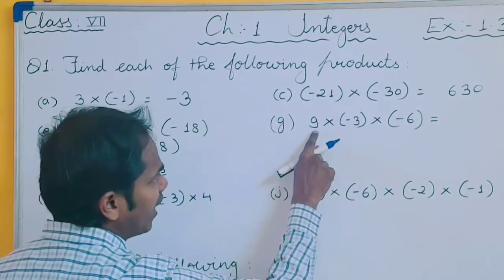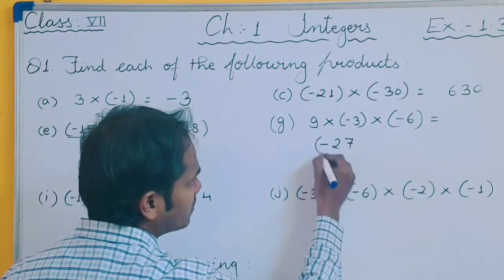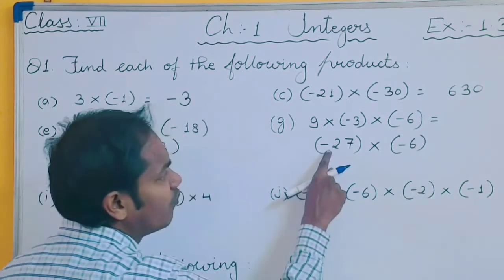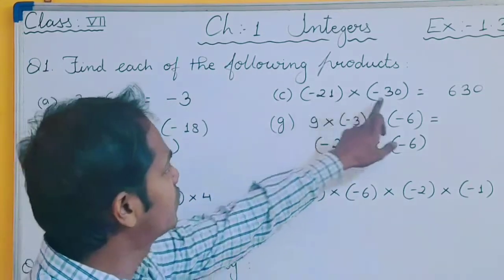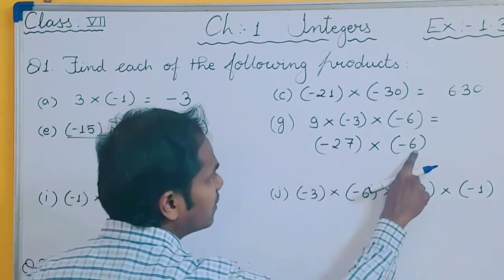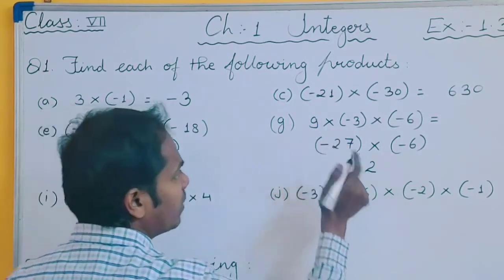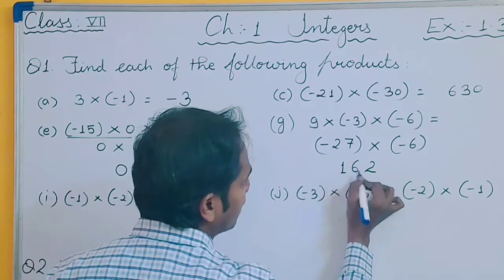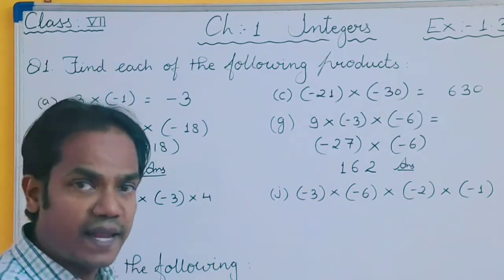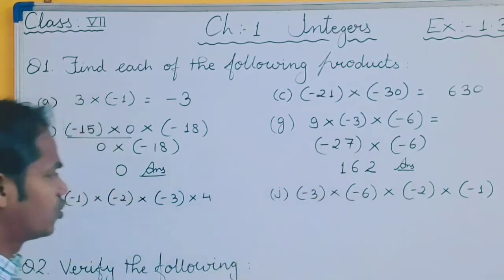Okay. 9 3s are 27. This is minus 3. So 9 multiplied by minus 3. 9 3s are 27. Minus 27. And multiply by minus 6. When you multiply two minus signs, same like question number C, it will become positive. Now multiply 27 multiplied by 6. 6 7s are 42. Carry 4. 6 twos are 12. 12 plus 4, 16. So your answer is 162. Or you can multiply like this. 3 6s are 18 and 18 9s are 162.